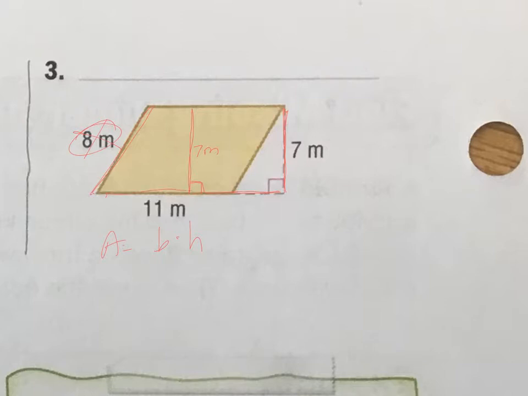So I have my base of 11 from here to here. Area equals 11 times my height, from here to here, 7. Area equals 77, and it's meters, and they're squared. 77 meters squared.